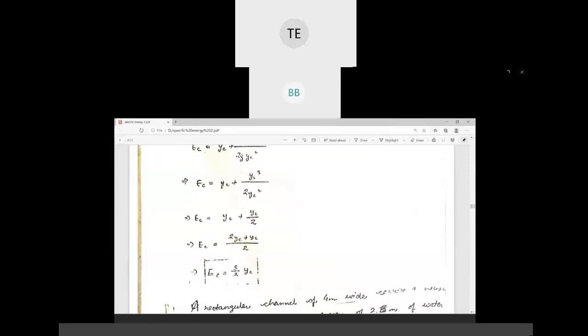Once you put here YC cube, and then you have divided by YC square, it will be cancelled out and we will be left with YC divided by 2. If you do the LCM, you will get the specific energy for critical condition equal to 3 by 2 YC.